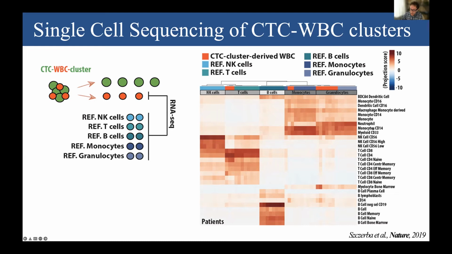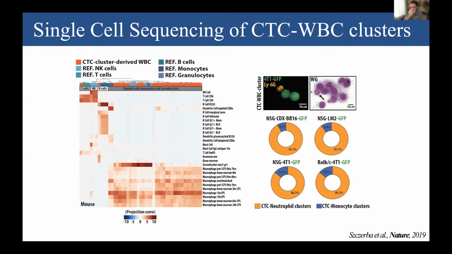And then we repeated the same experiment in mouse models. We wanted to gain more confidence. We wanted to see how broadly reproducible this is. And we got exactly the same results. So they cluster very closely with myeloid cells.